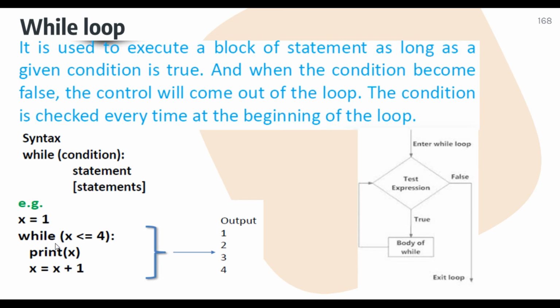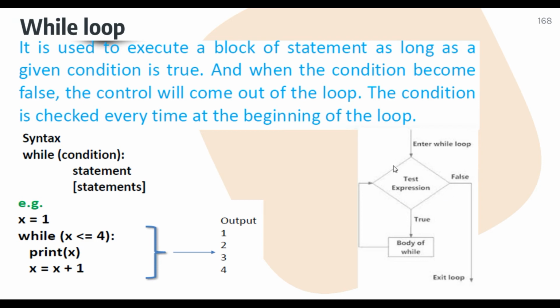After that, when control goes to the while loop again, it checks whether 2 is less than or equal to 4. Yes, it is true, so x will print, and now x will be 3. Then 3 is less than 4, so 3 will print, and now x will be 4. In this case x is not less than 4 but equal to 4, so x will print, and then x will be 5. Since 5 is not less than or equal to 4, the loop will terminate, and the output is 1, 2, 3 and 4.